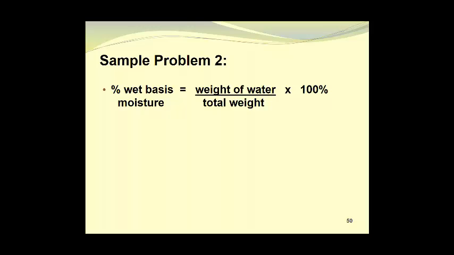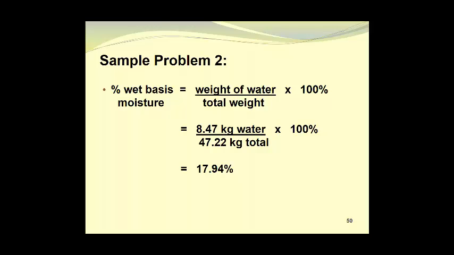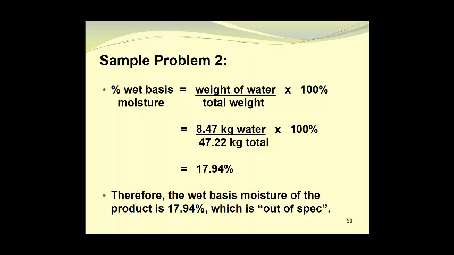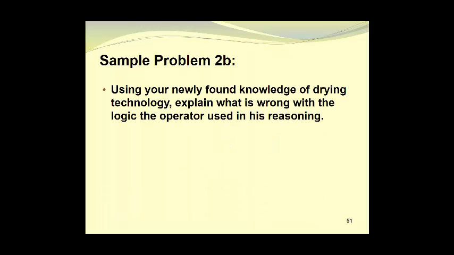The percent wet basis moisture in the product will be equal to the weight of water divided by the total weight times 100%. That gives us 8.47 kilograms of water divided by 47.22 kilograms total weight times 100%, and the final wet basis moisture is 17.94%. Therefore, the wet basis moisture of the product is 17.94%, which is significantly out of specification.